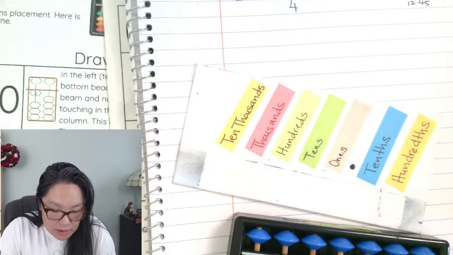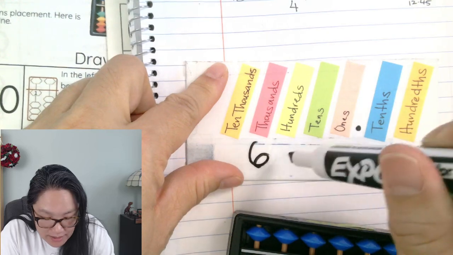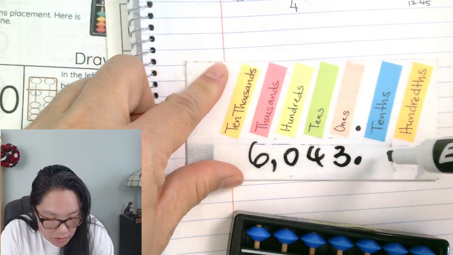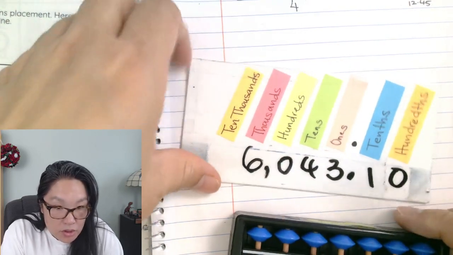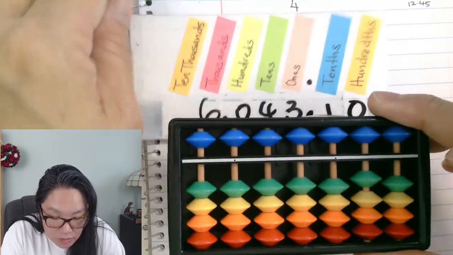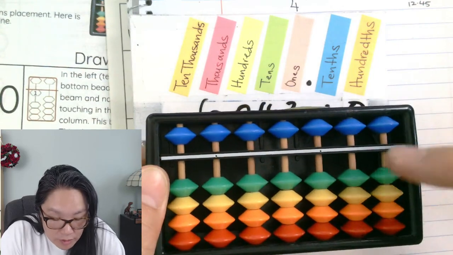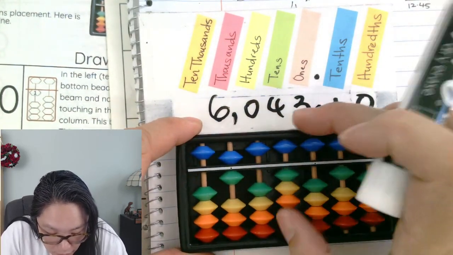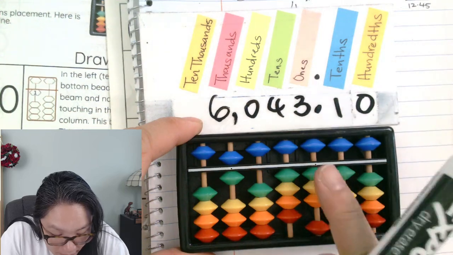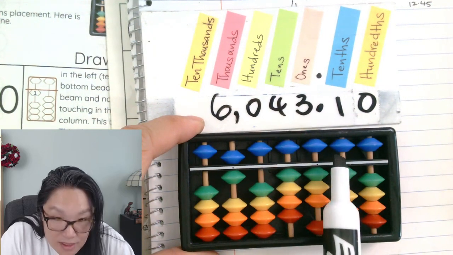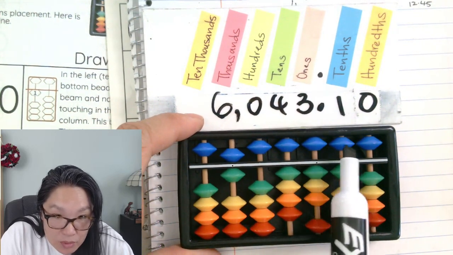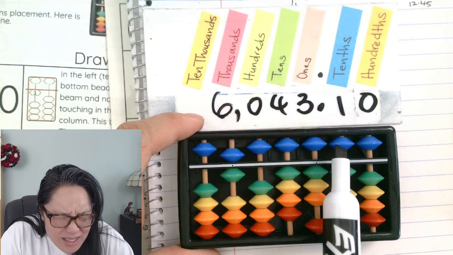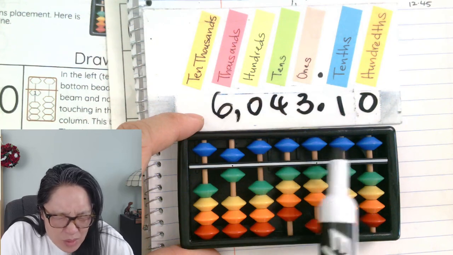When we write, we have 6,043 decimal 10 cents. So that would be the decimals. So now we have decimals over here. So it'd be 10 cents. So when I look at it, I could do 6043 point, because remember, the decimal doesn't sit on a place value. It sits between the place values. The decimal does not have a place value. It sits between the place values.